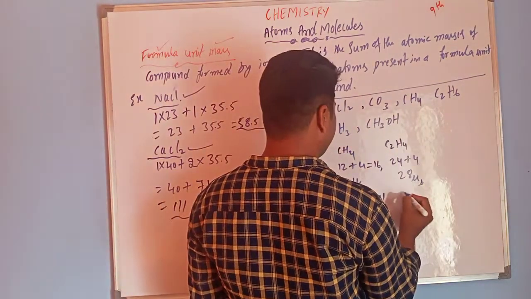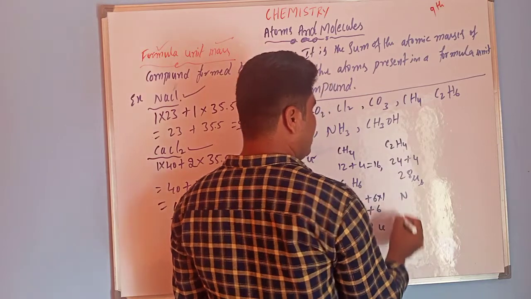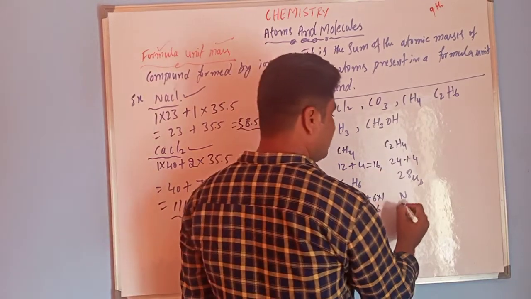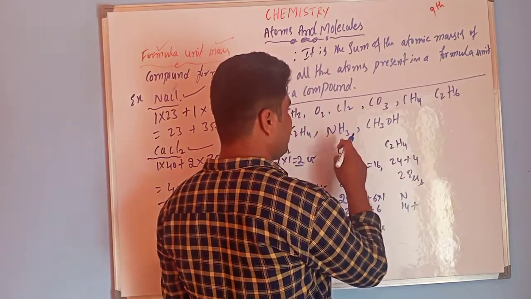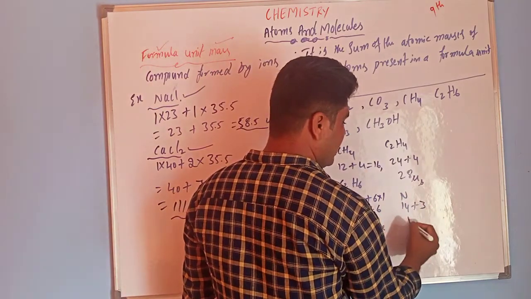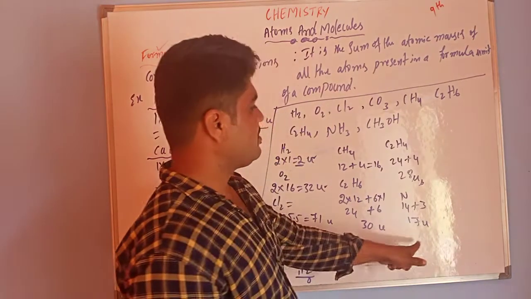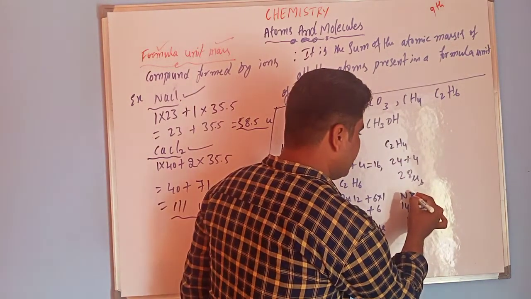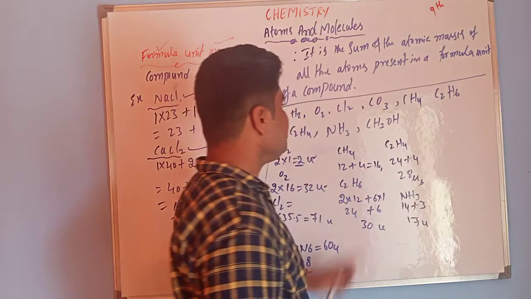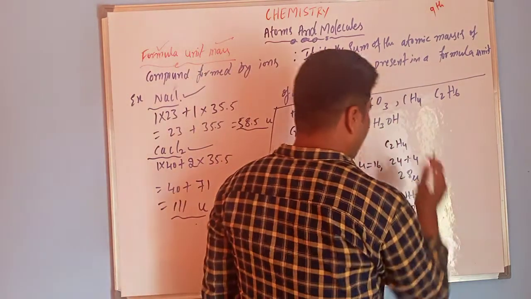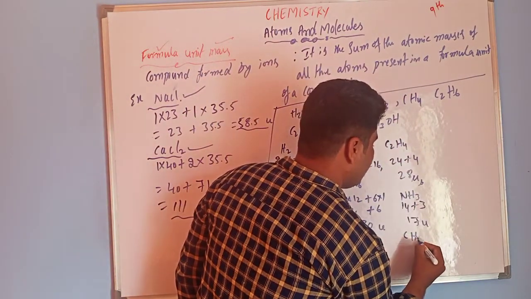Next, ammonia. For ammonia, the nitrogen atomic number is 7 and the atomic mass is 14. 14 plus 3 hydrogens, 14 plus 3 is 17 u. 17 u is the molecular mass of ammonia, NH3.